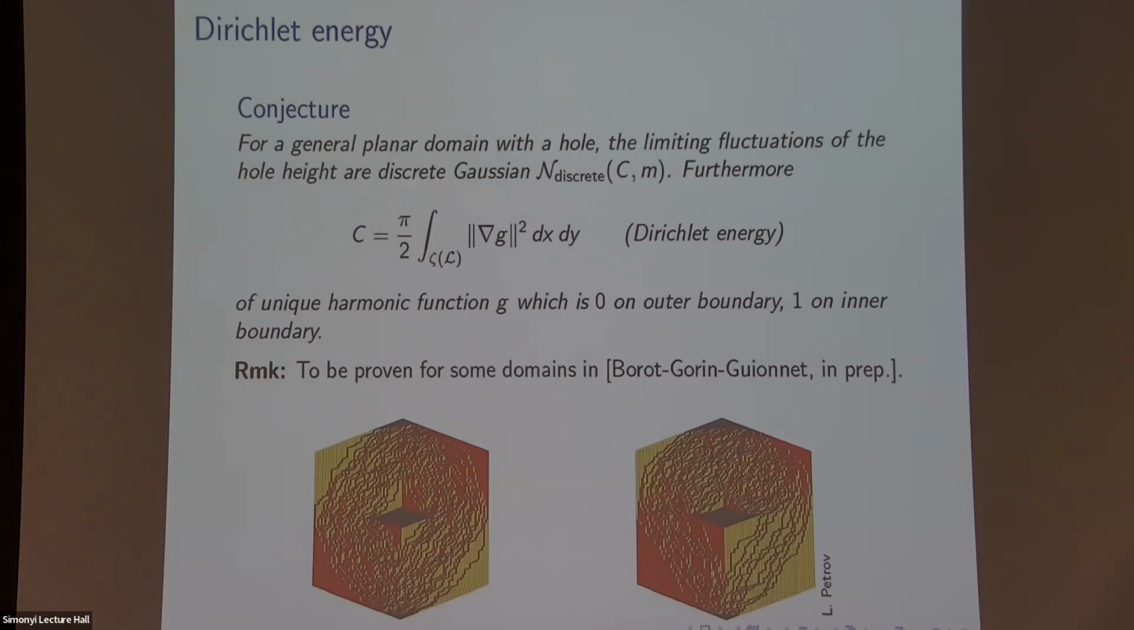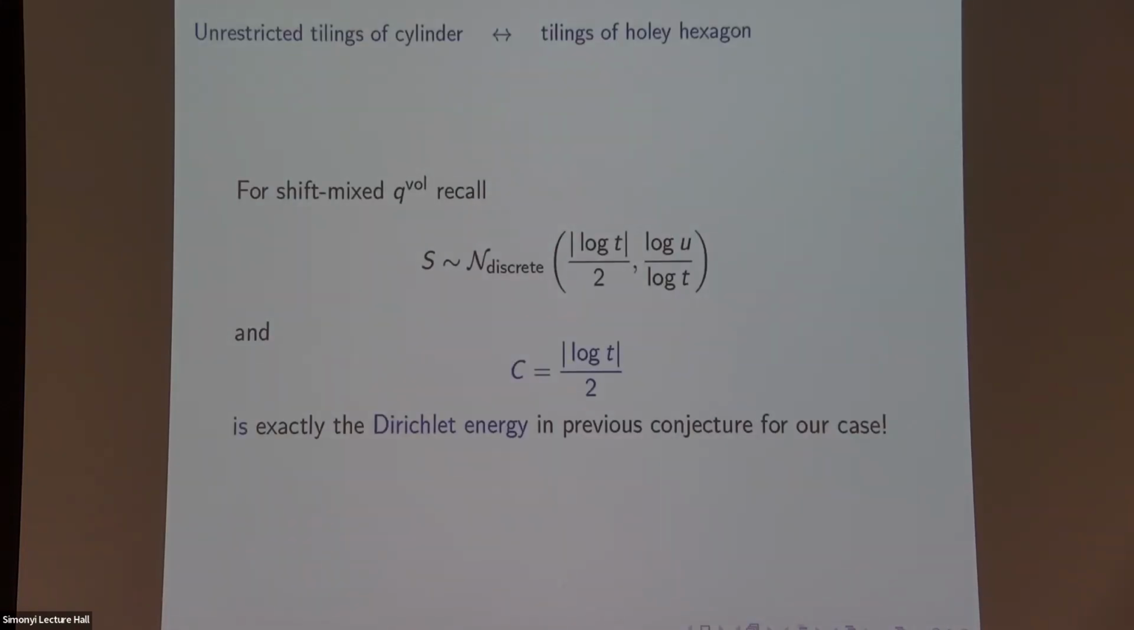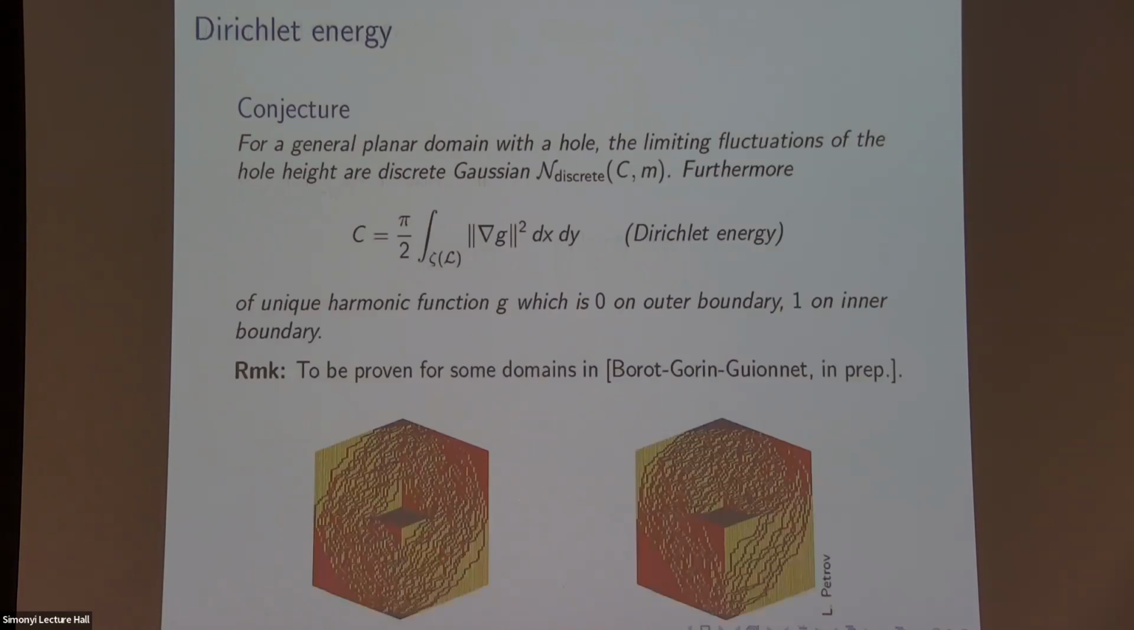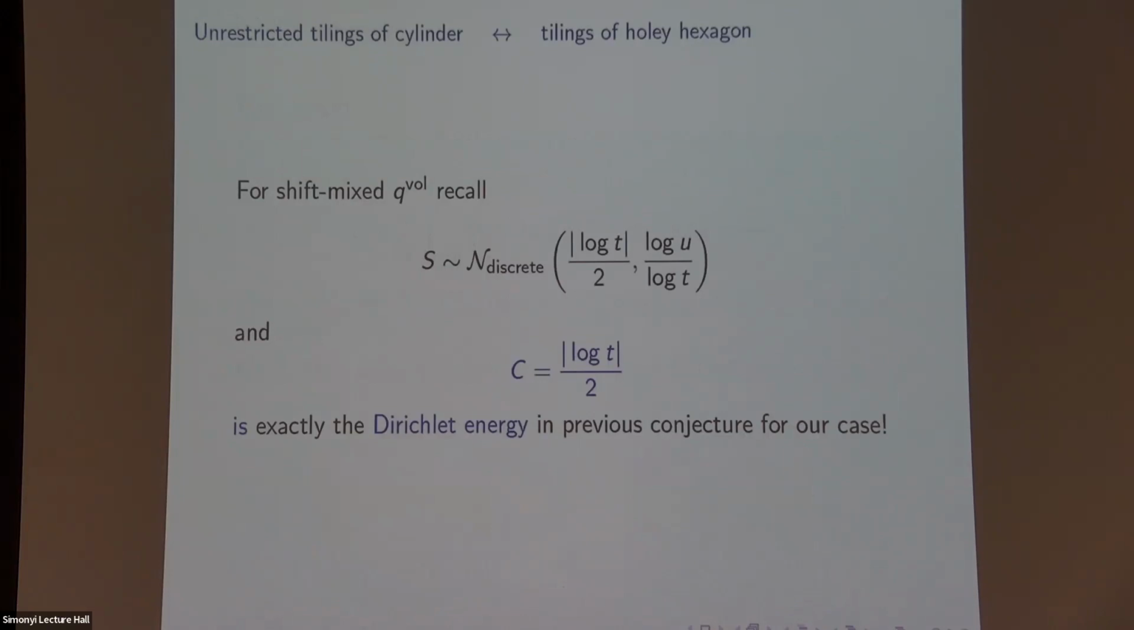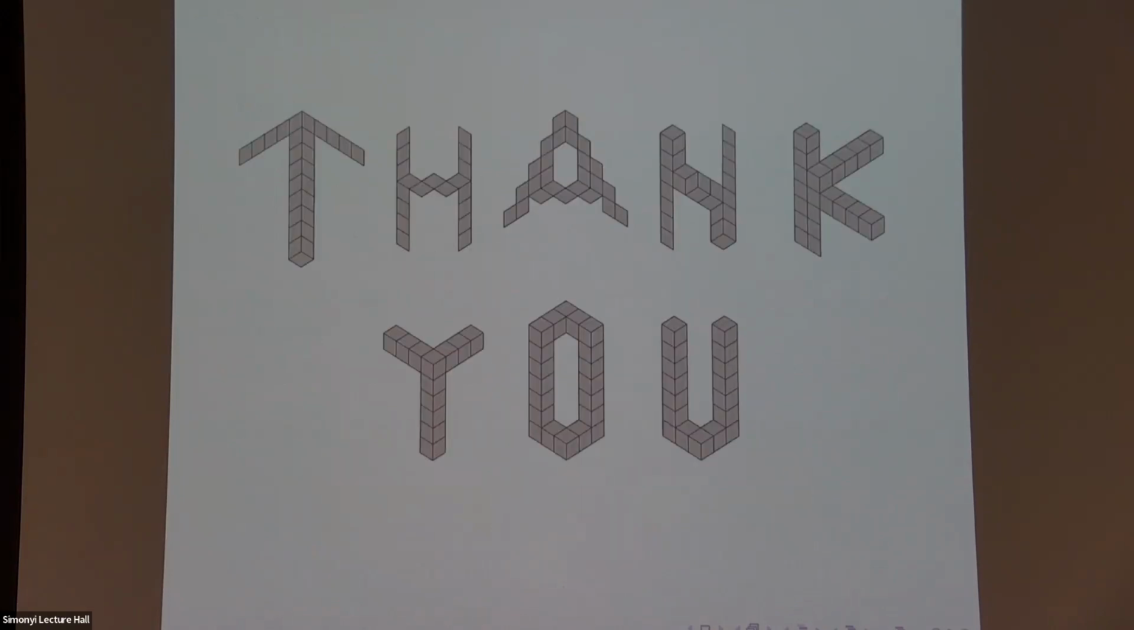And what we did, we checked that our setup for a cylinder, so when we have this additional shift, is in agreement with that conjecture. So in our case, for our shift mixed Q to the volume measure, this distribution of the shift is indeed discrete Gaussian, and what is important is that this parameter is indeed given by the Dirichlet energy, as was shown in this conjecture. That's it, what I wanted to tell you. Thank you for your attention.